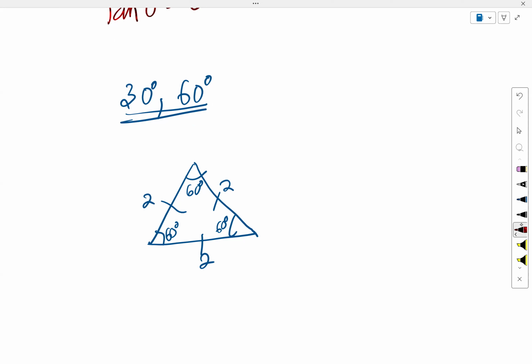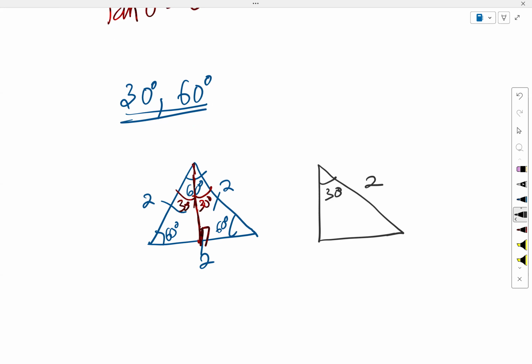Now imagine that you draw an altitude from the top down here. You draw a height like this, making angle 90 degrees here. So this is going to be 30 degrees and this is going to be 30 degrees. So you can actually break that down. You now have it cut off this way. One half, you have 30 degrees here.